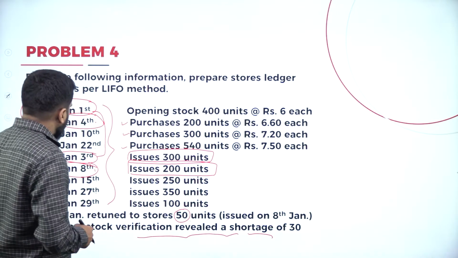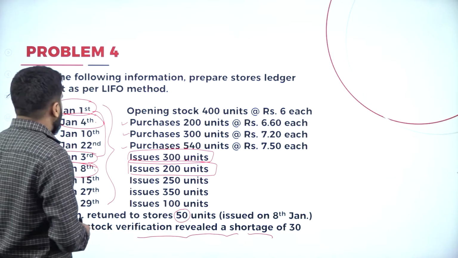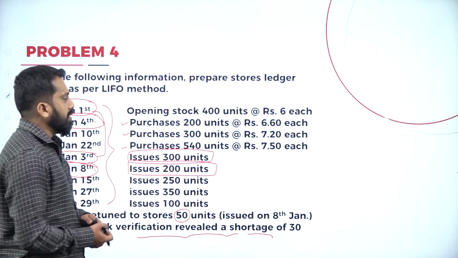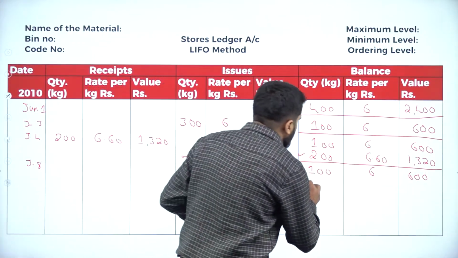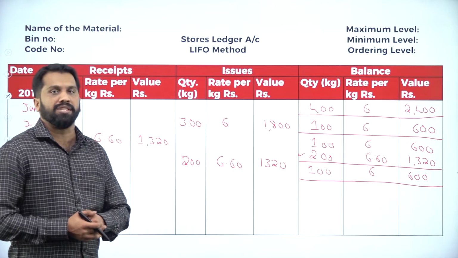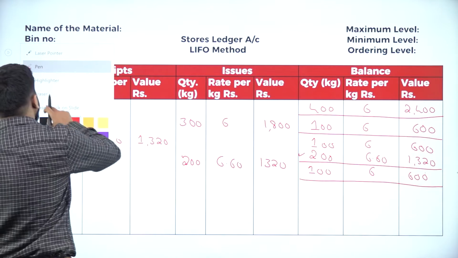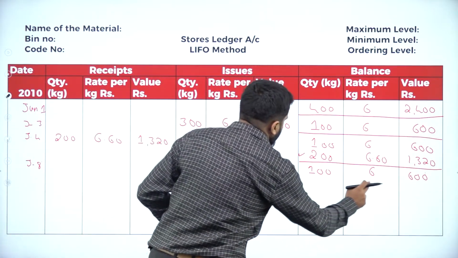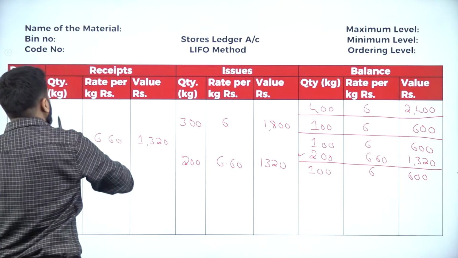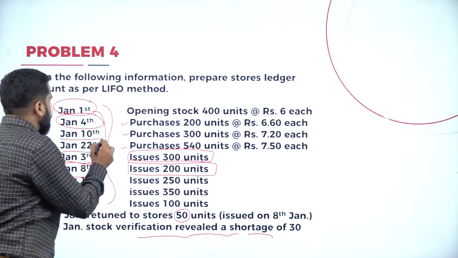Now, January 8th is over. Next is what? January 10th. Now, do you close this? No need to close. Why? Because the next one is a purchase. So, we can write directly. This line is not required. We can do directly. Now, after January 8th, we have Jan 10th.